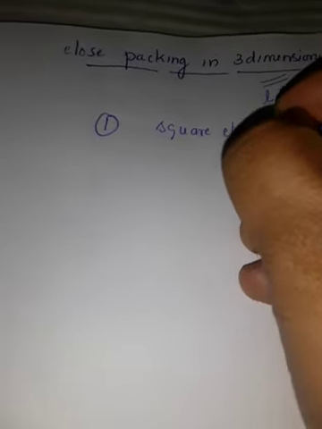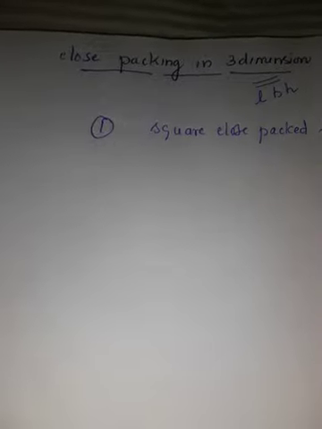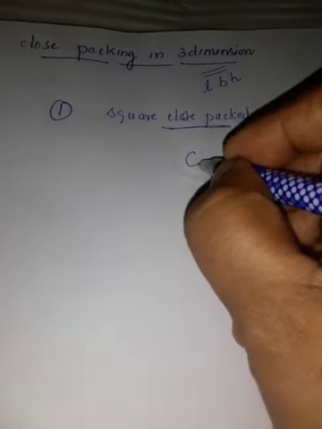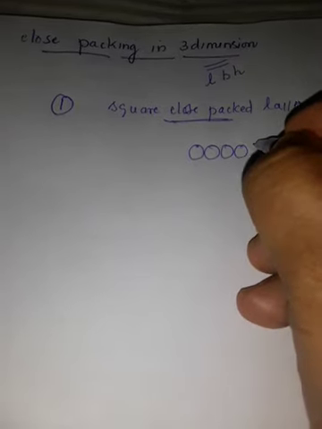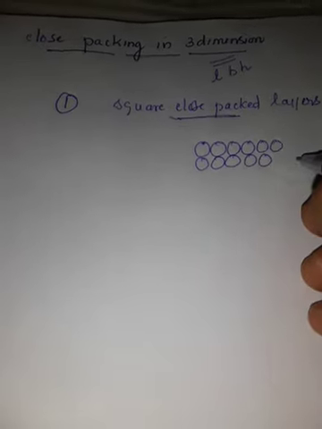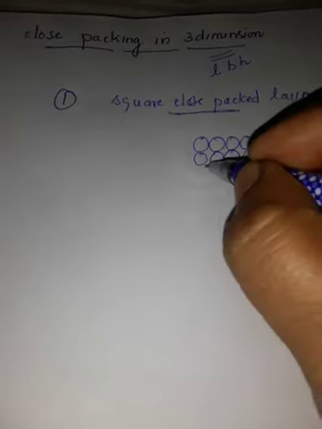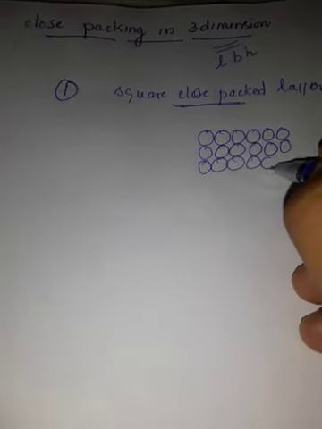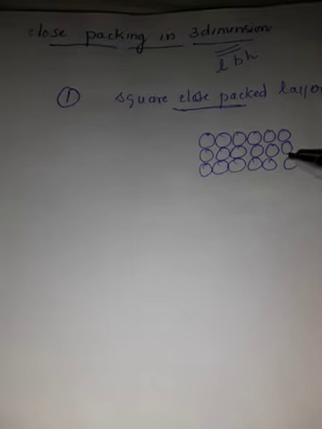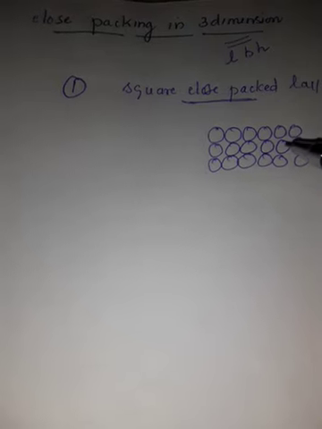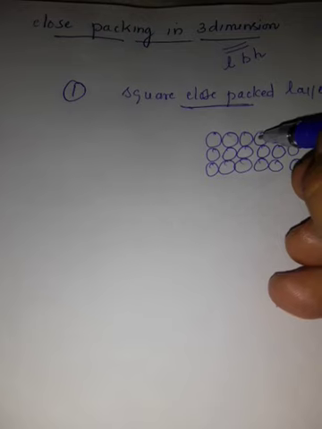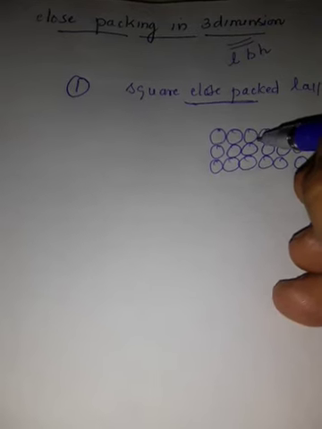From square close packed layers, here atoms are arranged like this. While placing the second layer above the first, the same rule is followed. The second layer is placed over the first layer such that the spheres of the upper layer are exactly on the first layer. So it is aligned both horizontally as well as vertically.